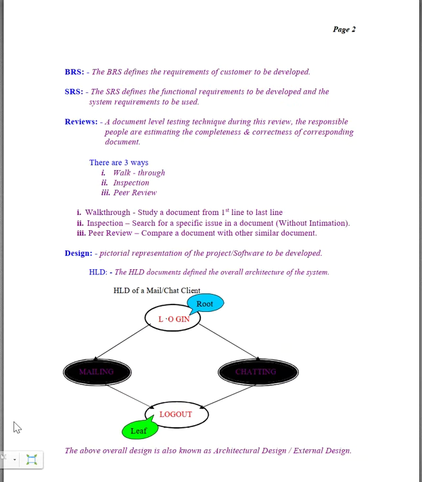Moving to the second page, what is the business requirement specification? It defines the requirements of the customer to be developed. And what is SRS? SRS defines the functional requirements to be developed and the system requirements to be used. So what are reviews? It's a document level testing technique. During this review, the responsible people will be estimating the completeness and the correctness of the corresponding document.